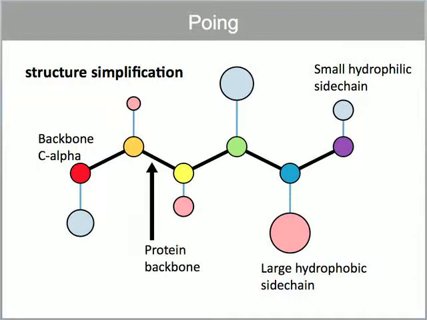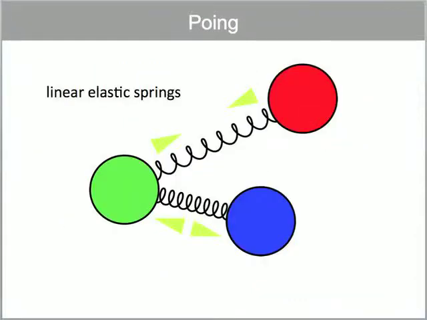In Poing, a protein backbone is represented by a chain of alpha carbons, shown here connected by a thick black line. Side chains are reduced to a single particle characterized by its size and hydrophobicity. Within the Poing system, monomers in a protein are bound together by linear elastic springs. Each spring has an associated stiffness and equilibrium distance assigned to it, on either physical grounds or by trial and error testing.